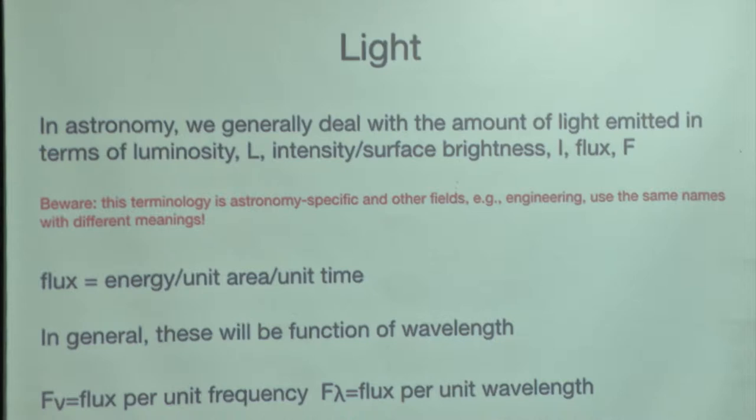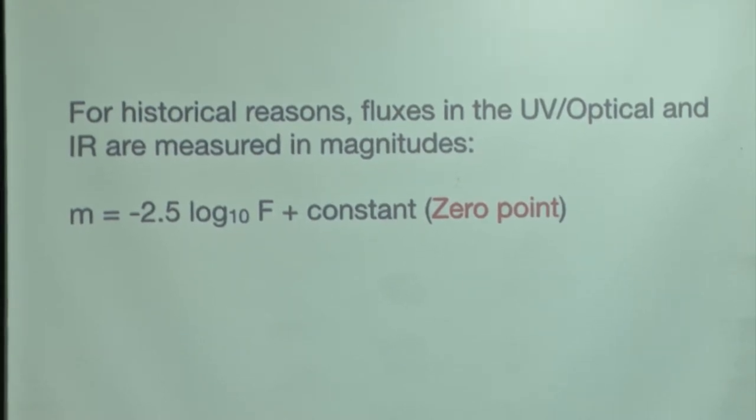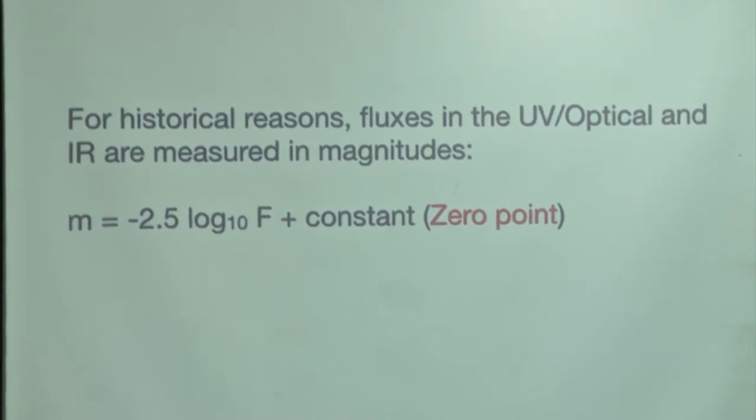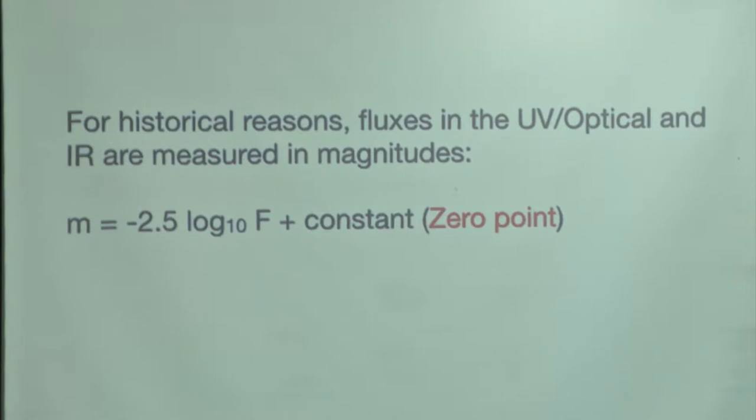So flux you typically define as energy per unit area per unit time, and this will generally be a function of wavelength. So a lot of the time you will see either f nu or f lambda when you measure the flux. For historical reasons, in UV, optical and IR astronomy, we represent the fluxes in terms of magnitudes. And the magnitudes we define using this equation, minus 2.5 log10 f plus a constant, which many times we see as a zero point.